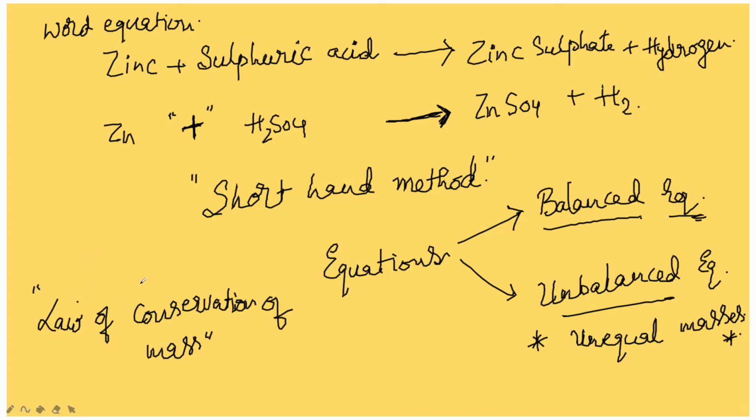So the number of various types of atoms in the reactants must be equal to the number of atoms of the same type in the products. That is what defines a balanced equation. An unbalanced equation, where unequal masses are present, won't follow the law of conservation of mass. That's why we must balance each and every reaction.